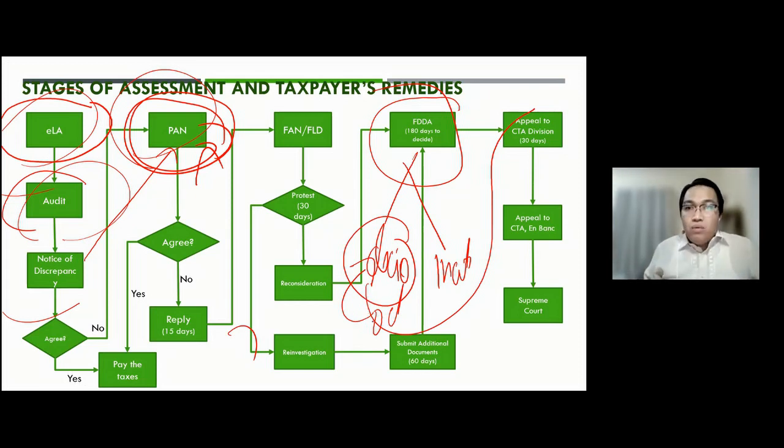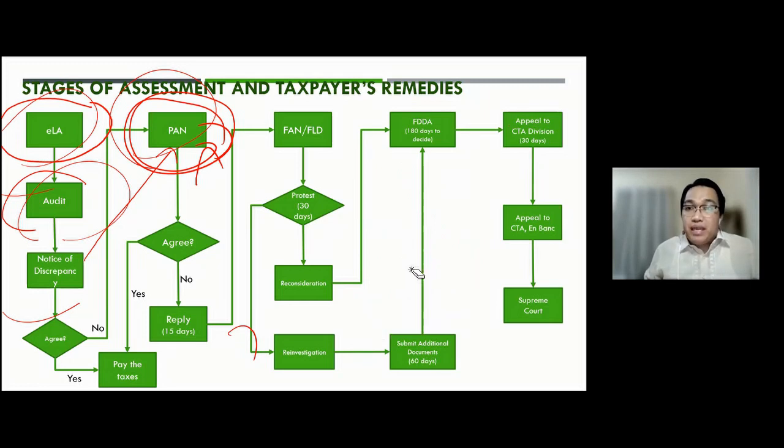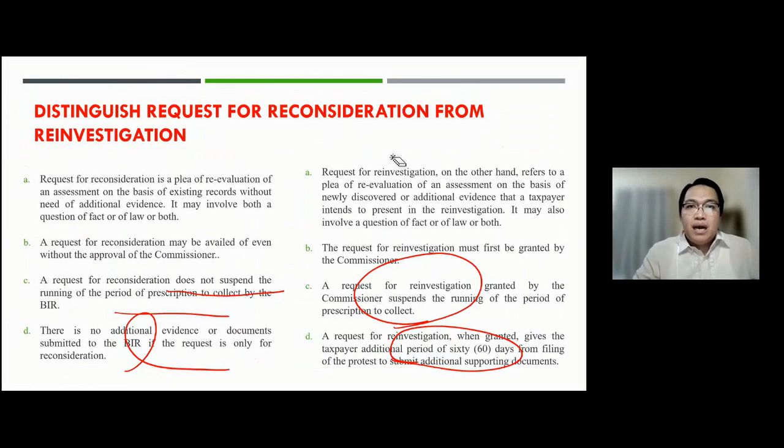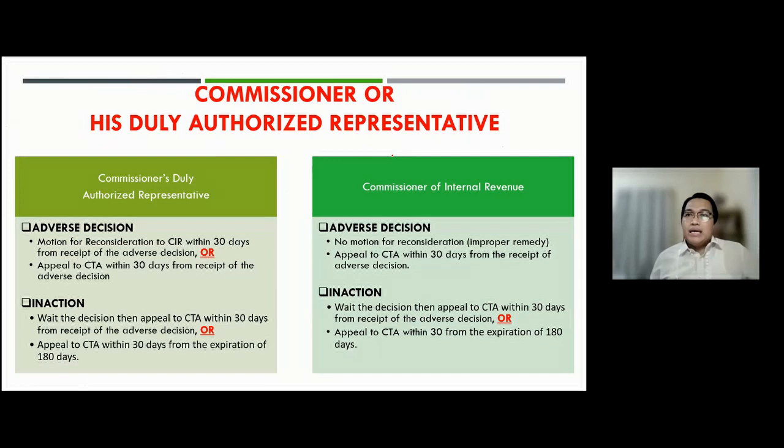Okay? What is your remedy in case of an FDDA? To answer that, alamin mo kung sino ang nag-decide o magdi-decide ng protest mo. Is it the commissioner or the commissioner's duly authorized representative? Umpisahan natin. Kung ang magdi-decide o nag-issue ng decision is the commissioner's duly authorized representative. Okay, dito tayo ha. Commissioner's duly authorized representative.